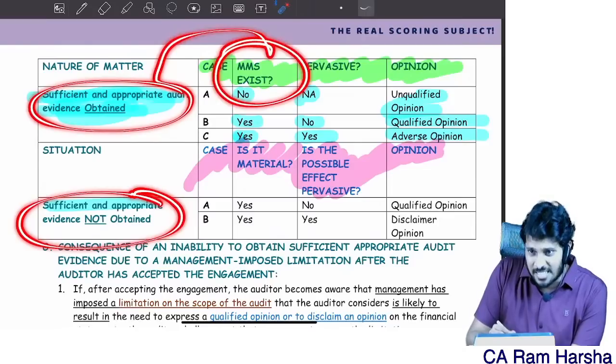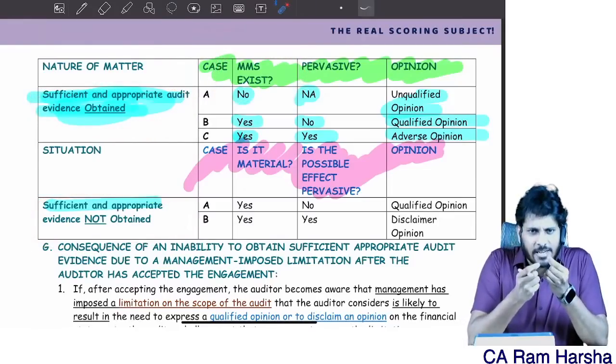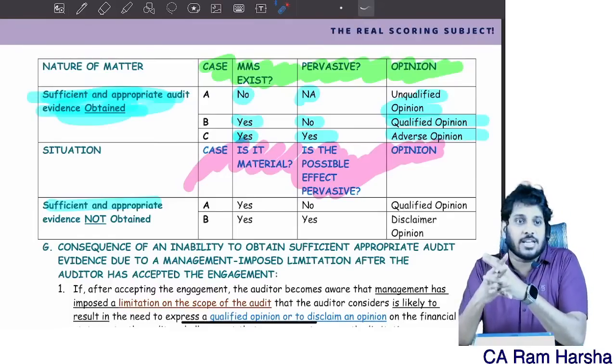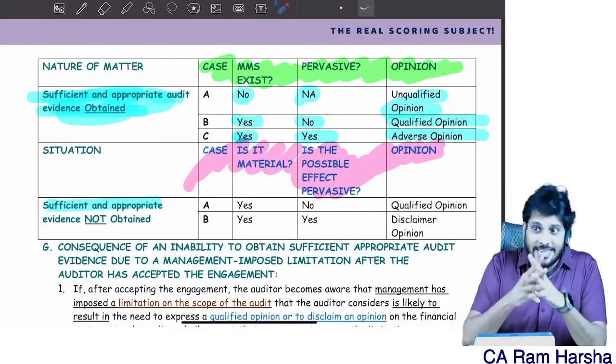Now tell me, when I have not obtained evidence, or when I have obtained evidence and found material misstatements, am I talking about individual items or the collection of all the items? Aggregate picture I should see. What should I see? Aggregate picture I should see.